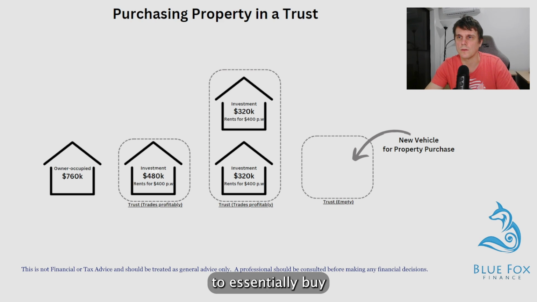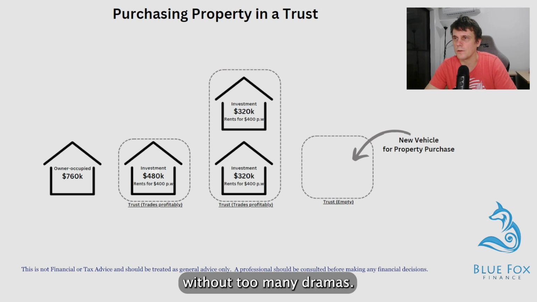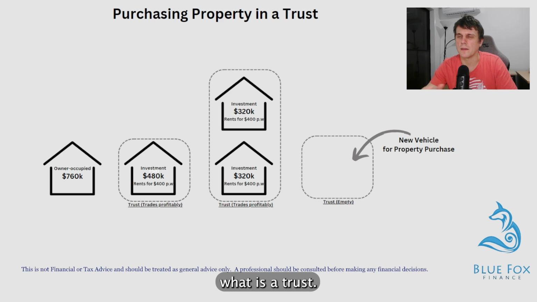We can use a trust to essentially buy infinite properties within reason, but you could use it to buy 20, 30 without too many dramas. On top of that, we've got things like land tax, distributing profits in a more tax efficient way, and also asset protection. So a few things to go through. I guess we'll start with what is a trust.